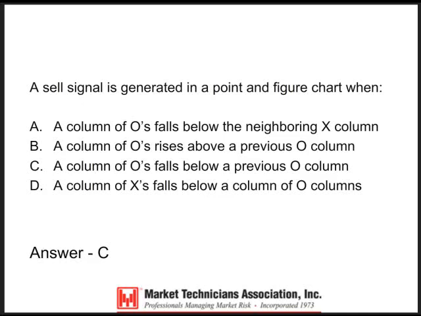So in the example we're talking about here, when O's fall below that 30, say 30 was a support level from a previous column of O's, then when it falls below that O column, that would be your sell signal.